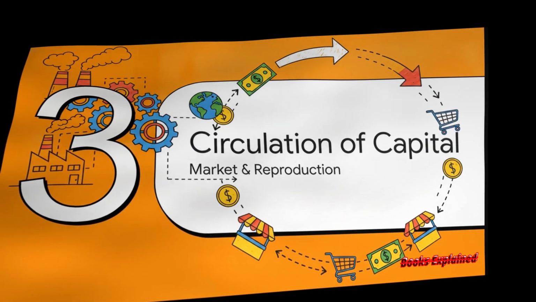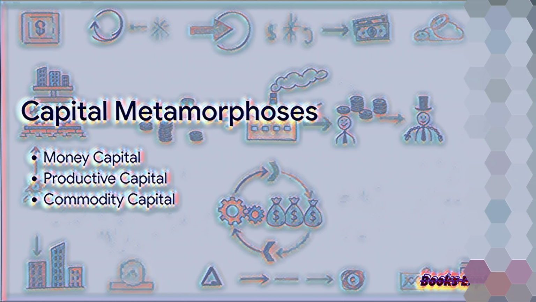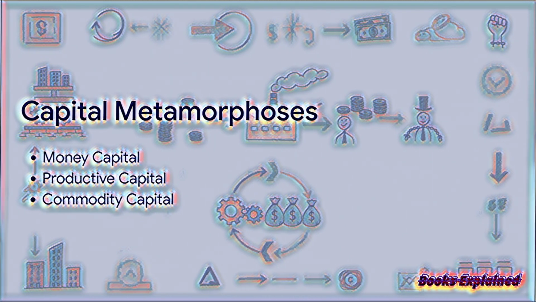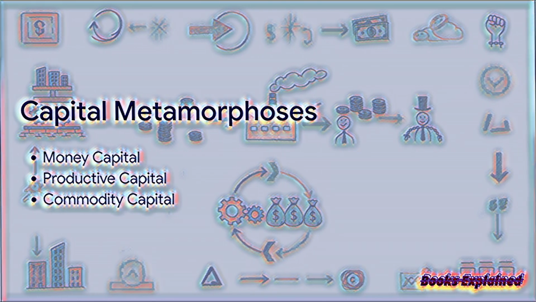Section 3. The circulation of capital, the market and reproduction. Let's see how this builds. Because for capitalism to survive, that newly created surplus value can't just sit collecting dust in a warehouse.